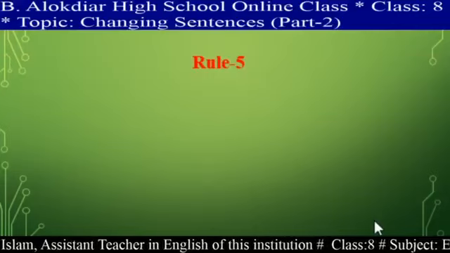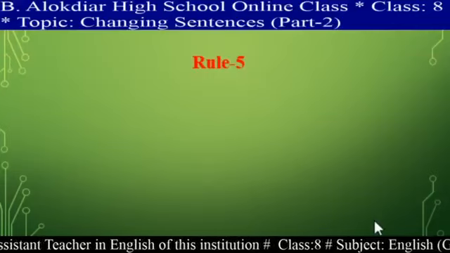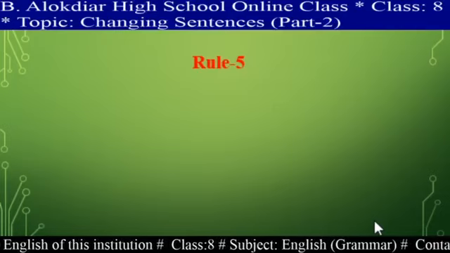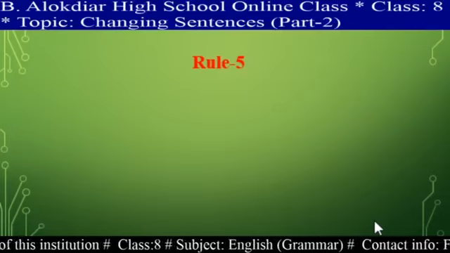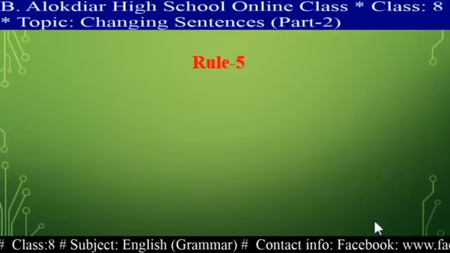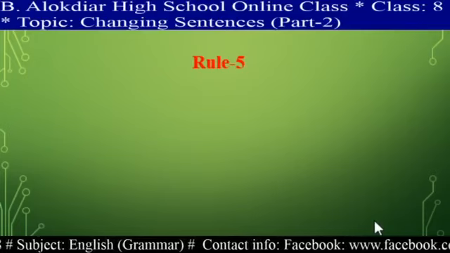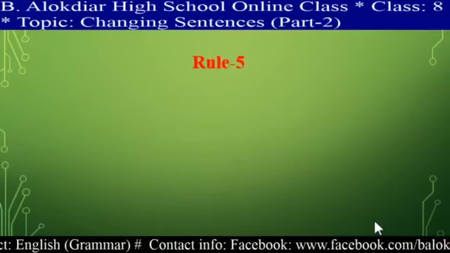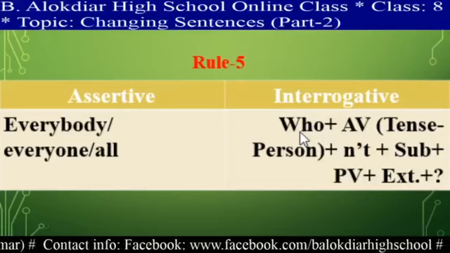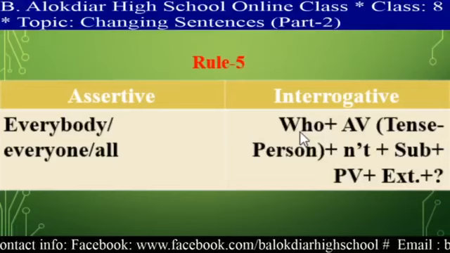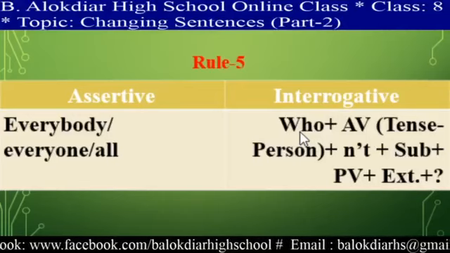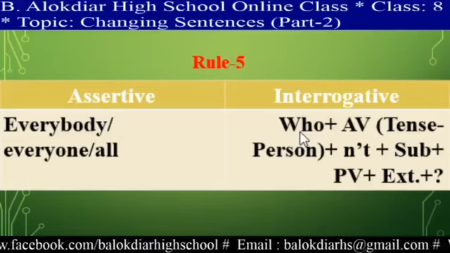Assertive to interrogative. If in an assertive sentence everybody, everyone, or all is used, we have to use who instead of them. We have to use who in the interrogative sentence, plus the auxiliary verb according to tense and person, plus the contracted form of not, plus subject, plus principal verb, plus extension, plus note of interrogation.